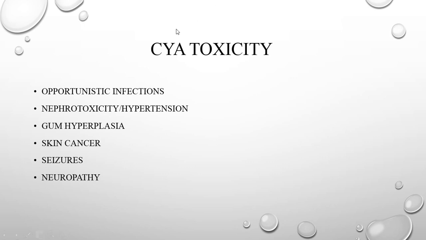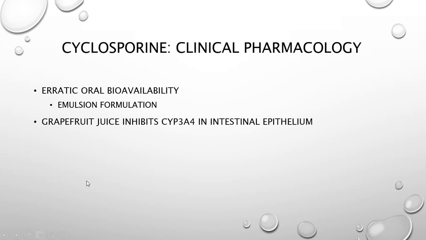Cyclosporine A has many adverse drug reactions. One that we've commonly seen in other lectures is opportunistic infections, which is an infection that a normal healthy person wouldn't get or is abnormally severe. Classically, and a really important one that you should remember, is nephrotoxicity, which can lead to hypertension. Cyclosporine A can also lead to gum hyperplasia, can cause skin cancer, seizures, and neuropathy.